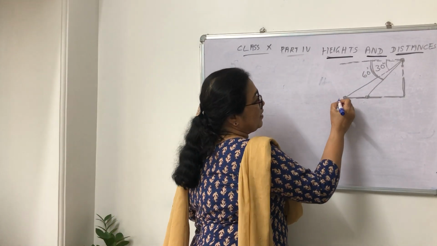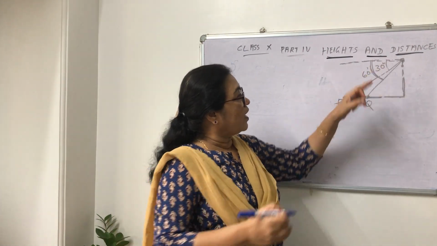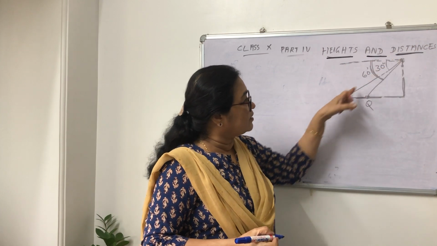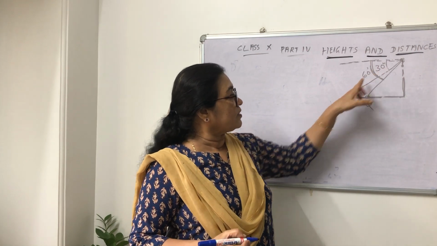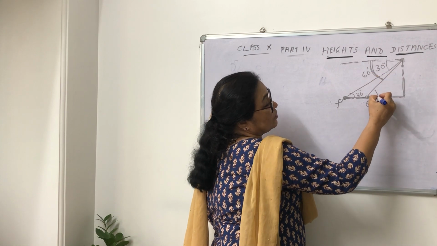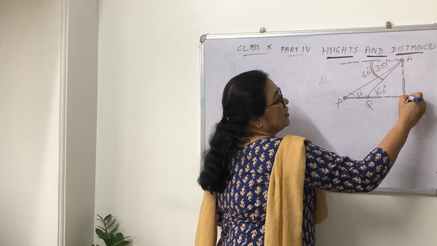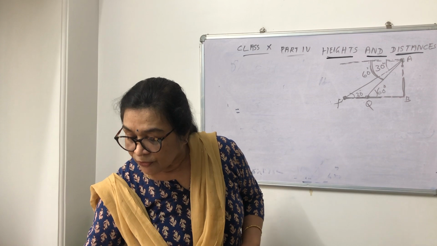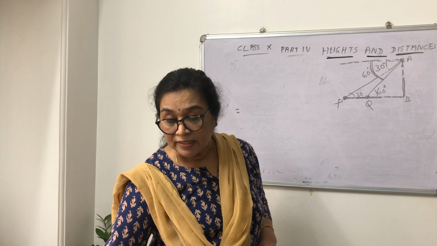Here P is the first position and Q is the second position of the car. So this angle is 30. You see that these two lines are parallel and this is the transversal. Since this is a Z, this is 30, this is also 30 degrees. Since this is 60, this is also 60. And let AB be the tower. You have to find out the time taken by the car to reach the foot of the tower.